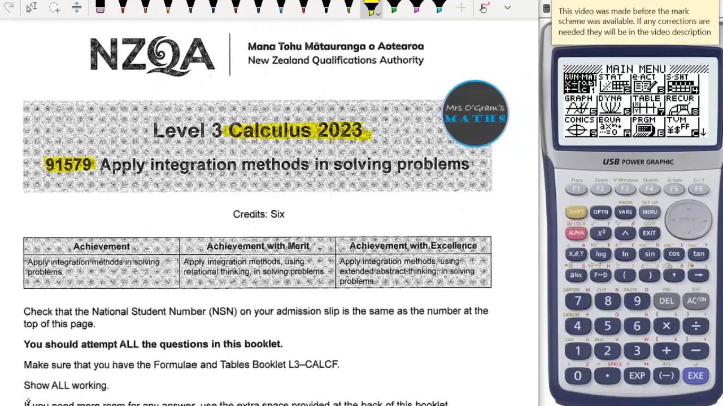So that's standard number 91579, and this is the integration paper.